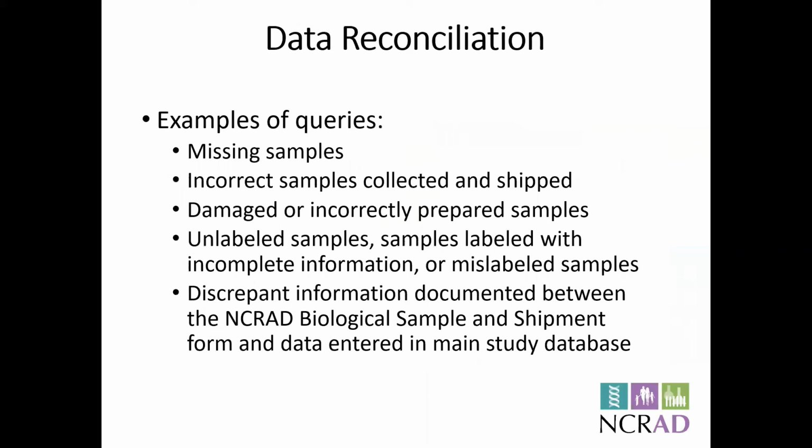Examples of queries that we run would be missing samples, incorrect samples that have been collected or shipped, damaged or incorrectly prepared samples, unlabeled samples, samples that are labeled with incomplete information or mislabeled samples, and we'll also flag discrepant information that's documented between the NCRAD biological sample and shipment form and the data entered in the main study database, typically at the Data Coordinating Center.